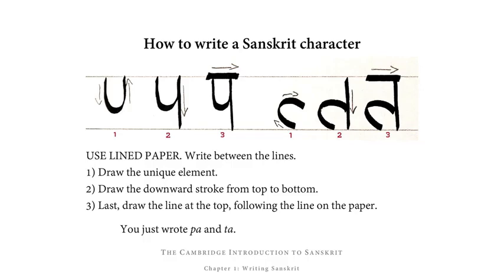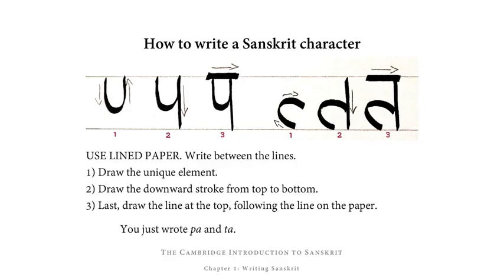Some don't have a downward stroke. In the cases of others, the line at the top is interrupted. However, you will find that many of the characters have these 3 elements. Now, when you want to write them, you should use lined paper and you should write between 2 lines.